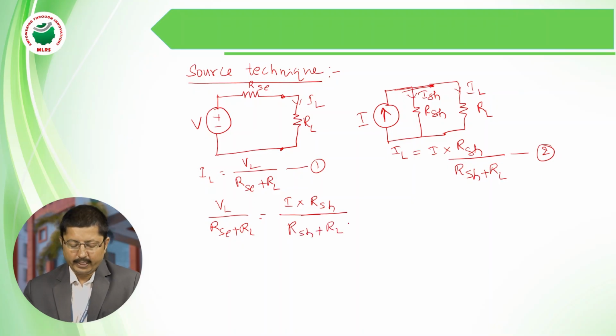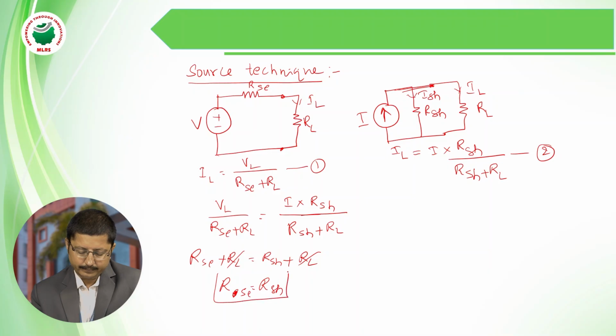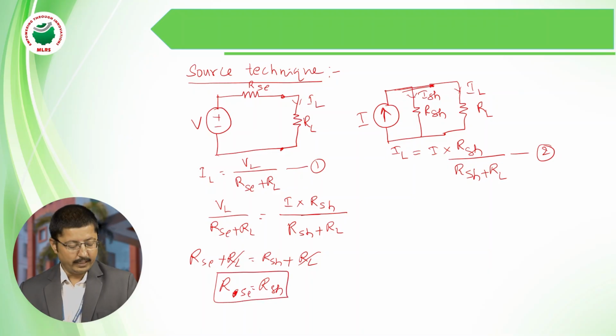So if we can equate the denominator terms here, then what we are getting is RSC plus RL equals RSH plus RL. So RL gets cancelled here. Then series resistance is equal to shunt resistance. That is the one conclusion we got here.